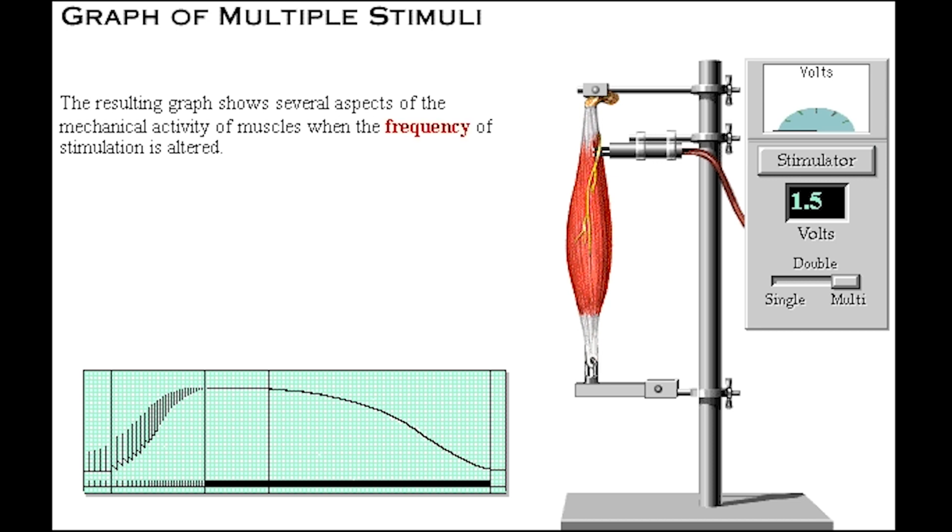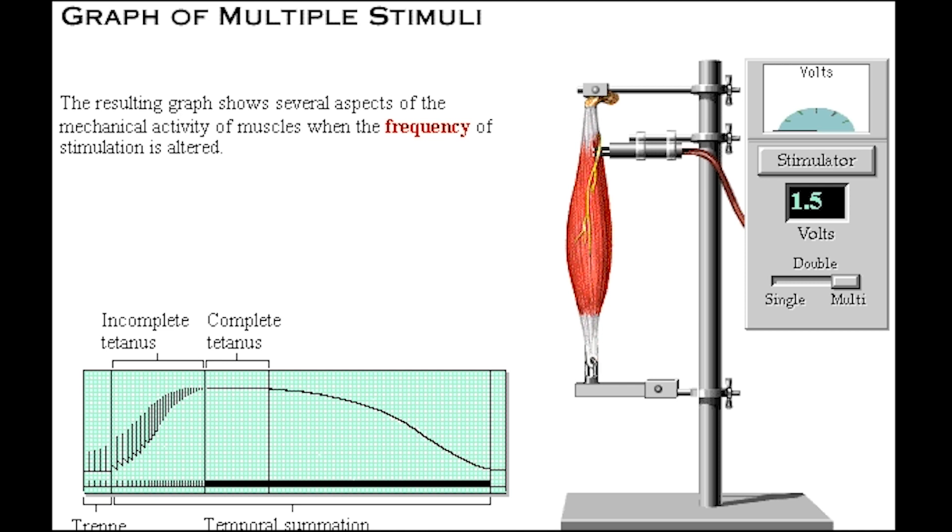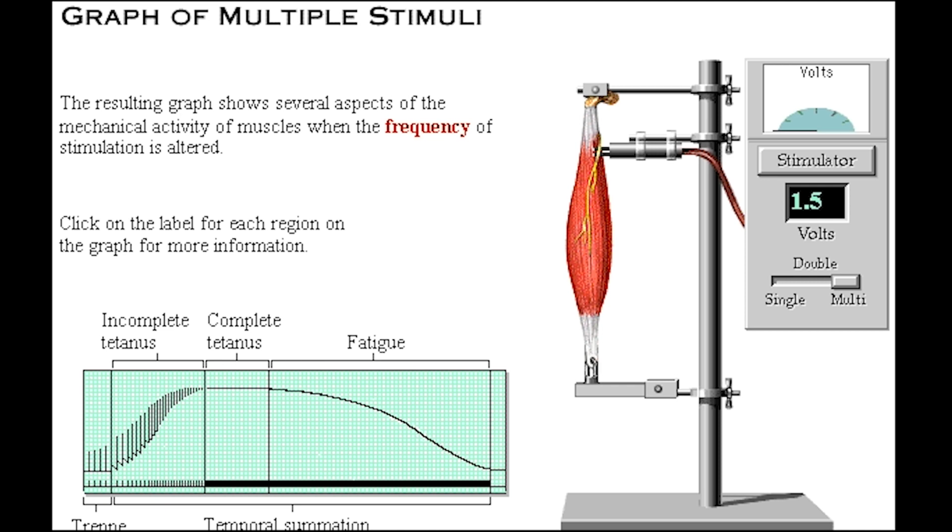The resulting graph shows several aspects of the mechanical activity of muscles when the frequency of stimulation is altered. The phases of this graph include treppe, temporal summation, incomplete tetanus, complete tetanus, and fatigue. Click on the label for each region of the graph for more information.